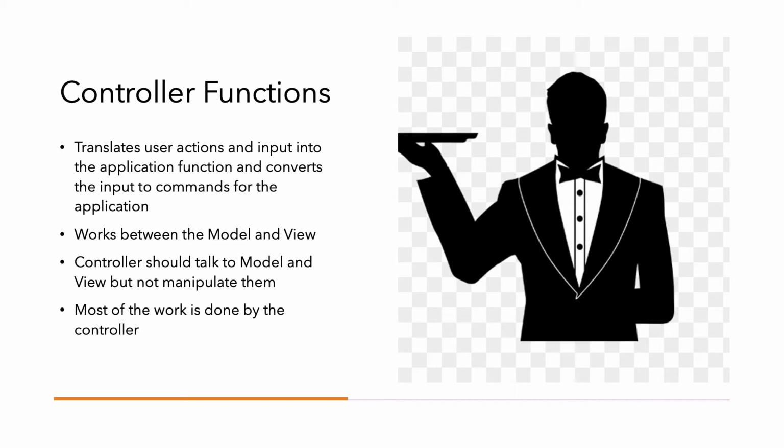The controller translates user actions and inputs into the application function. It then converts these inputs or actions into commands for the application. The controller acts as an intermediary in that it is the component that enables the interconnection between the views and the model. It talks to the model and view, but does not manipulate them. Lastly, most of the work is done by the controller.